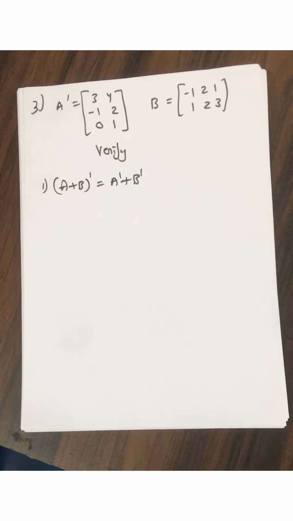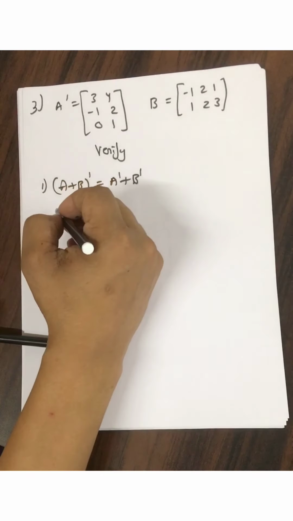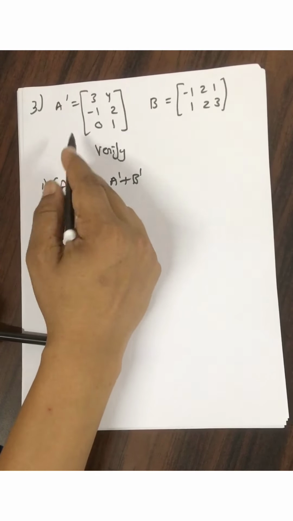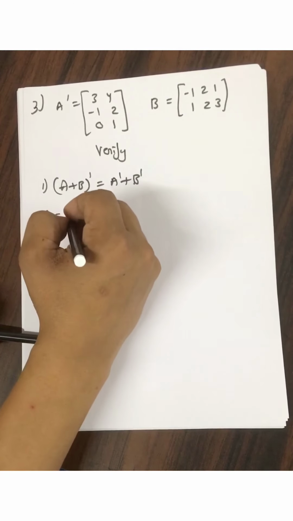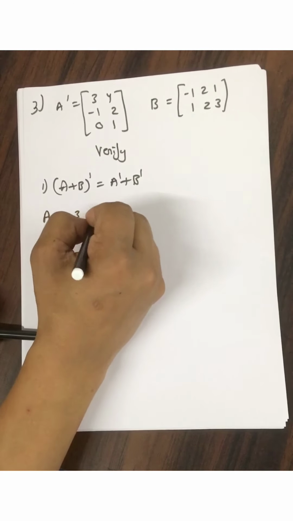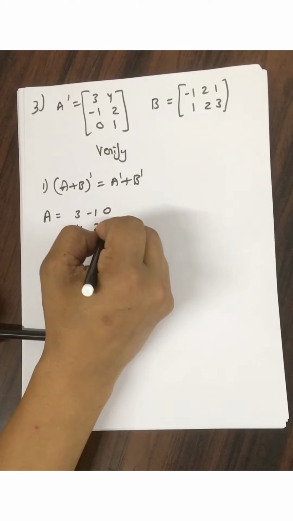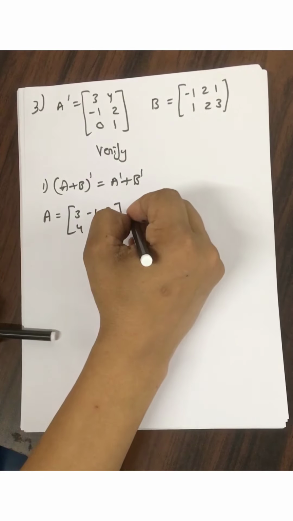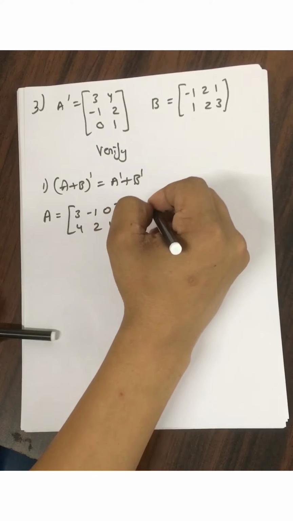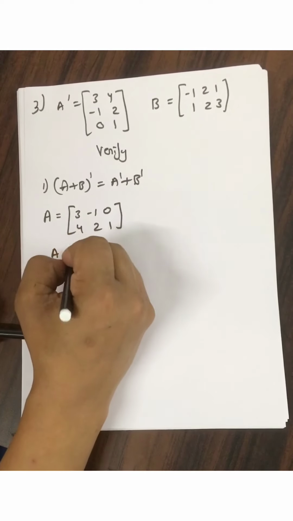This is quite the same question that we have done. Okay. So value of A first you get. A transpose is given, so A will be further transpose of this, that is 3 minus 1 0 4 2 1, yes, and B is already given. So first we find A plus B.